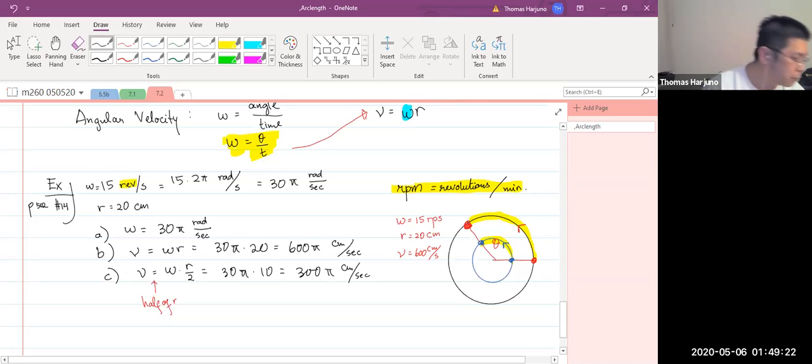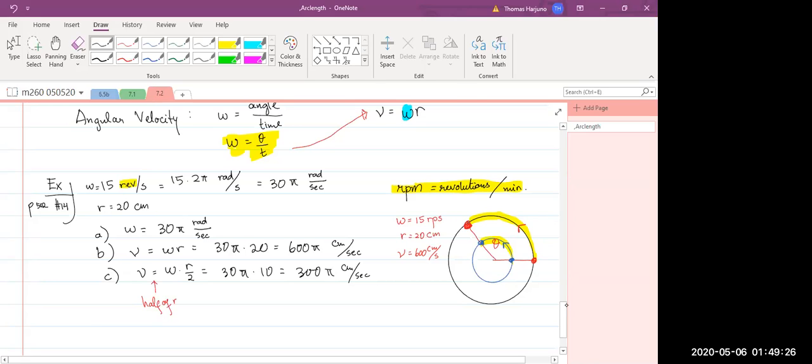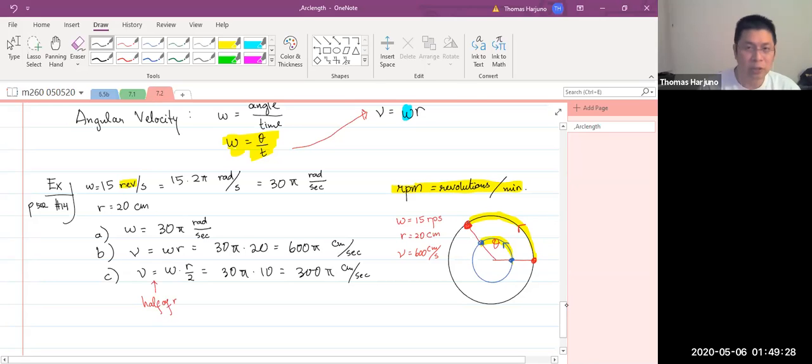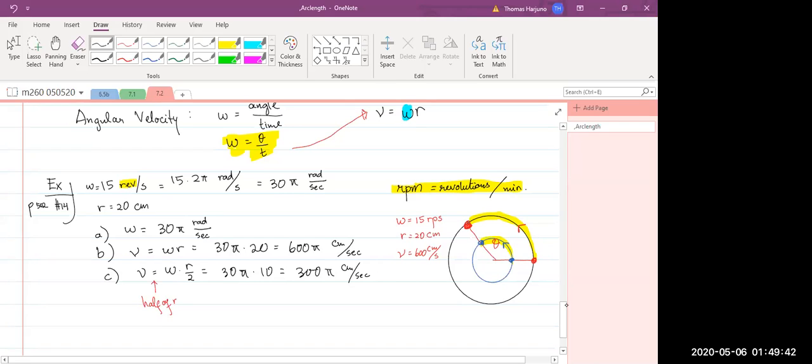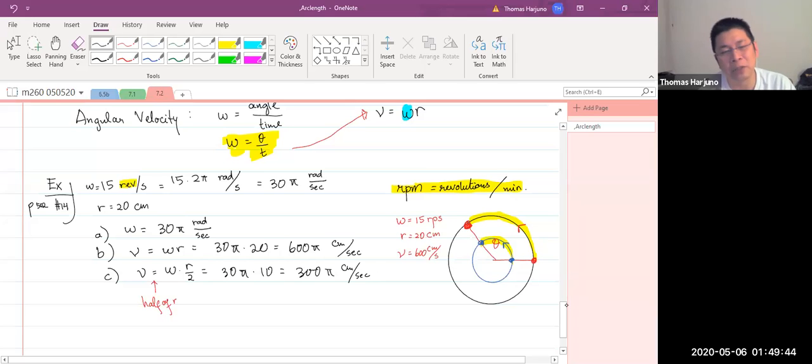I really wish I had time to talk about something else. So when the radius is halved, the angular speed stays the same. The angular speed is still 30 pi radians per second. But because the radius is smaller, of course the linear speed is smaller. They're moving at the same angular speed.